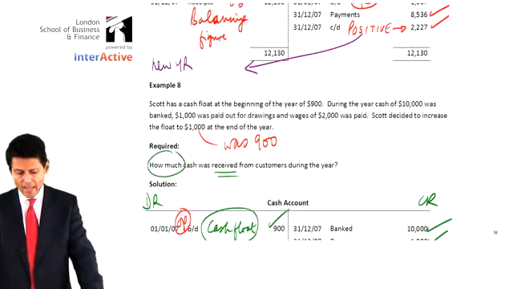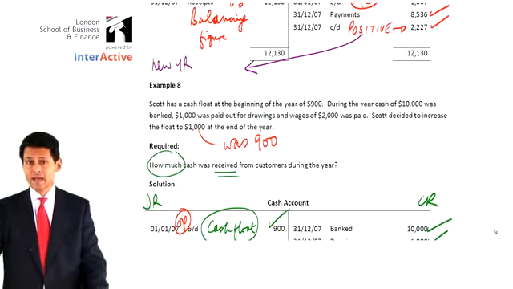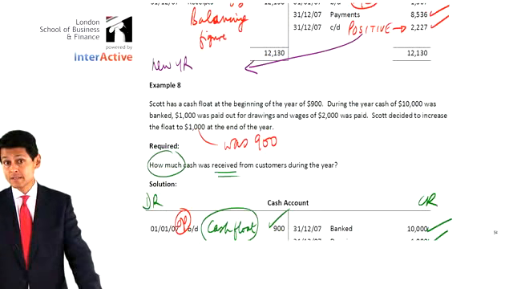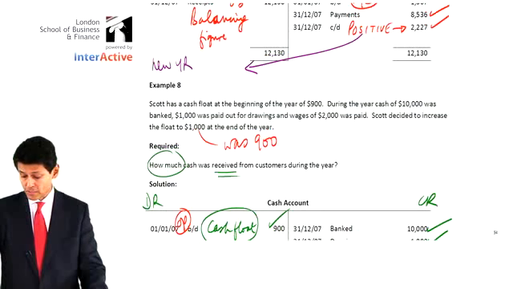Then you come to example 8. There's a cash float. Cash float is just a little bit of money. You give your $900, whatever it is, to your petty cashier, and he or she spends money out of it, and then at the end of the year tries to work out what the expenses are.